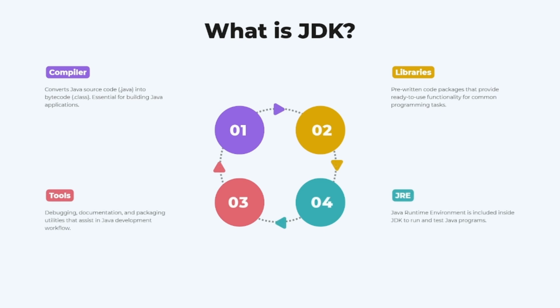Let's see what is JDK. JDK stands for Java Development Kit. It is a complete package required to develop Java programs. It contains, first, a compiler that converts Java source code, the .java file, into bytecode, the .class file, which is essential for Java applications. Second, libraries. These are pre-written code packages that provide ready-to-use functionality for common programming tasks. Third, tools that are used for debugging, documentation, and packaging utilities that assist in the Java development workflow. Lastly, JRE, Java Runtime Environment, is included inside JDK to run and test Java programs.